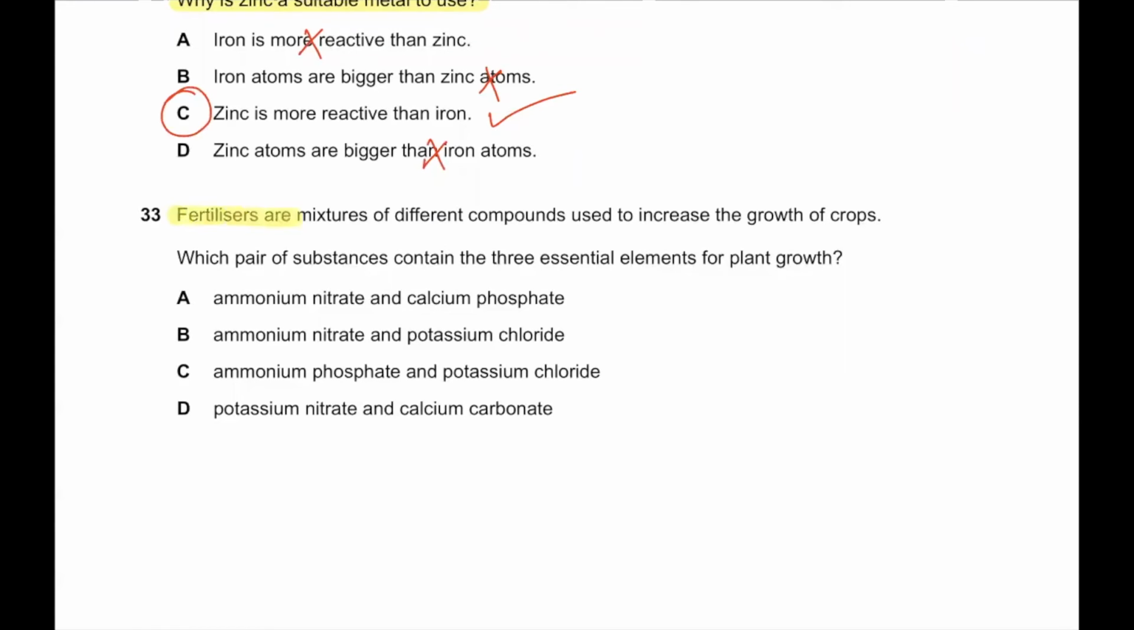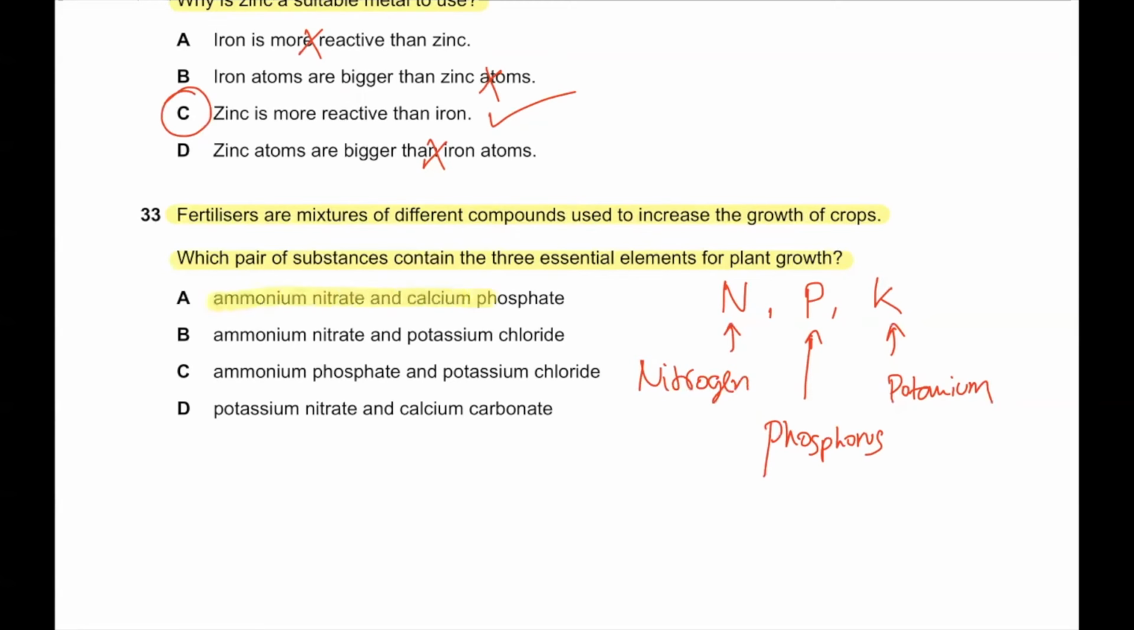Question number 33. Fertilizers are mixtures of different compounds used to increase the growth of crops. Which pair of substances contains three essential elements for plant growth? So, the three essential elements are N, P, K. The N stands for nitrogen, P stands for phosphorus, and K stands for potassium. Since the names are so misleading, we can write it down.